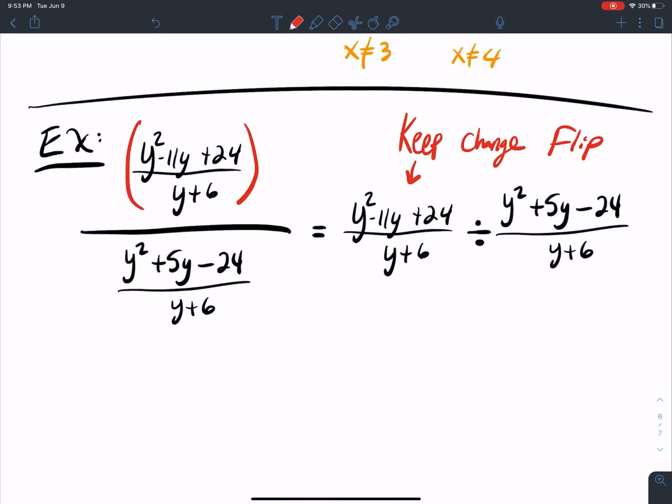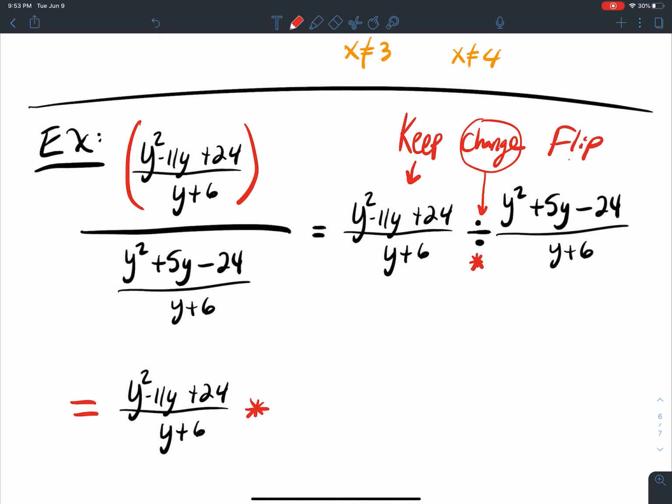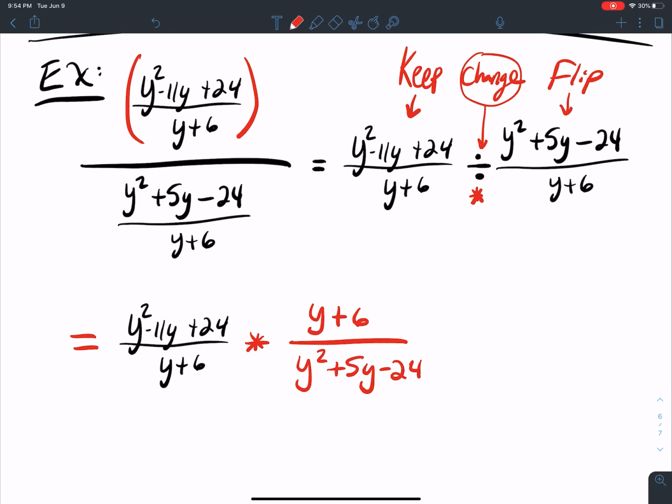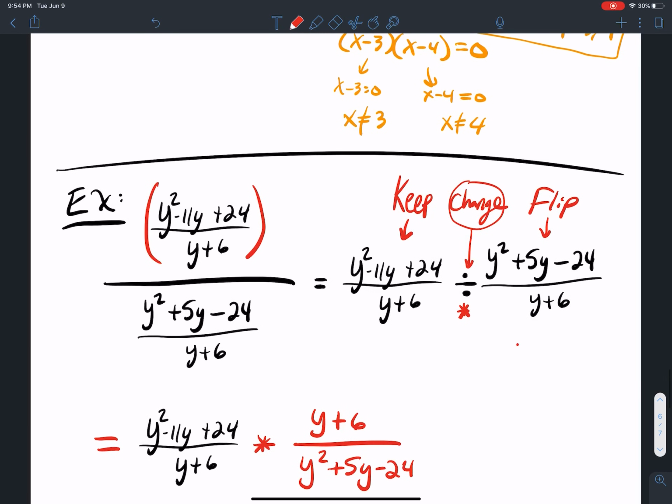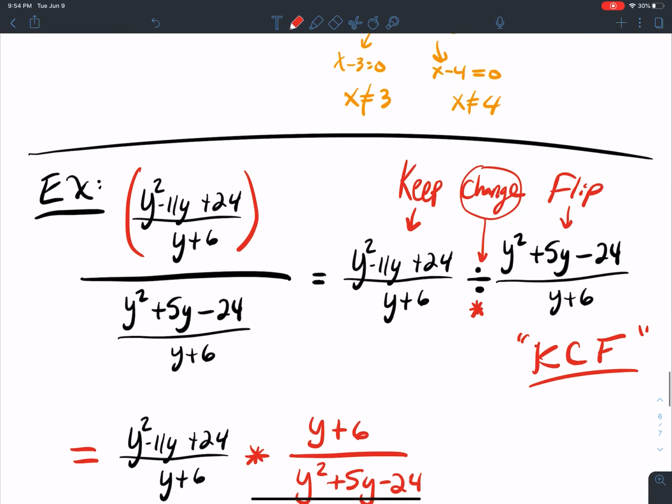So I keep the numerator the same. So this stays the same. It's y squared minus 11y plus 24 over y plus 6. I change division to multiplication, and I flip this one. So now this becomes y plus 6, I do the reciprocal, over y squared plus 5y minus 24. So that's the keep, change, flip. That's the KCF method. Okay, the KCF method, right?